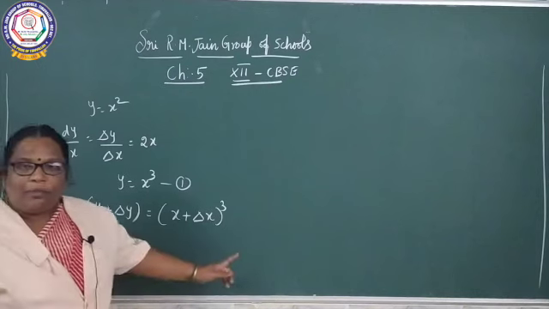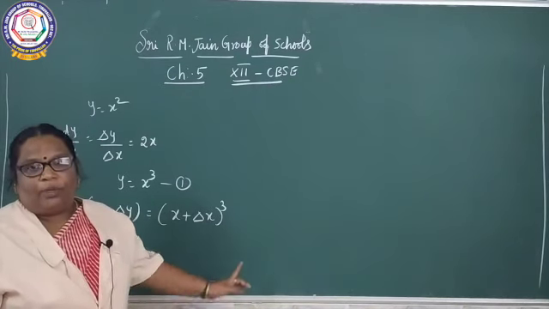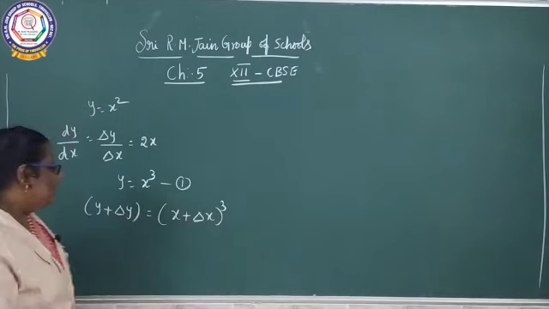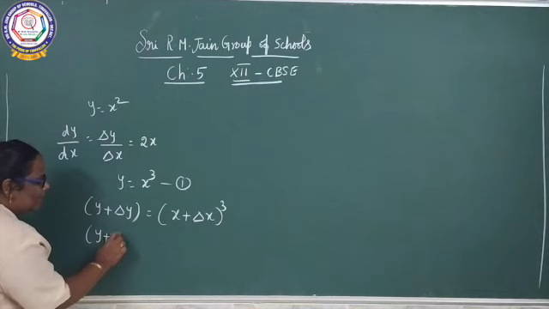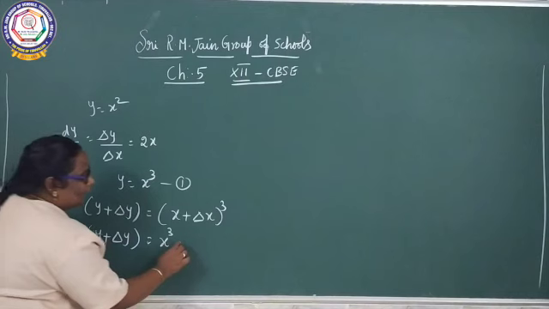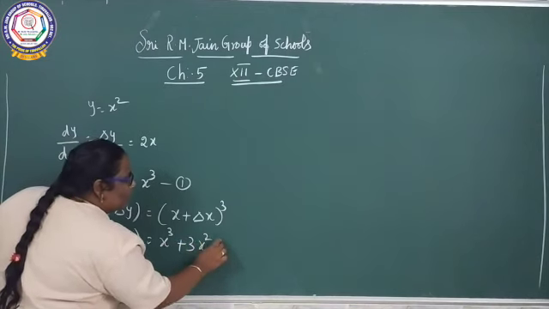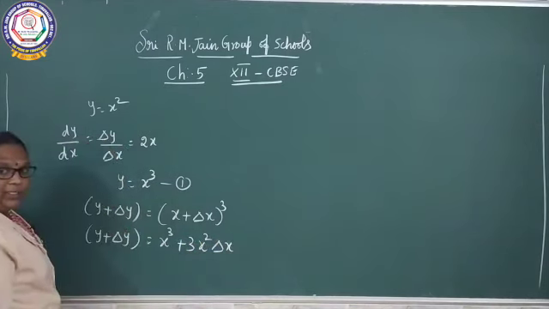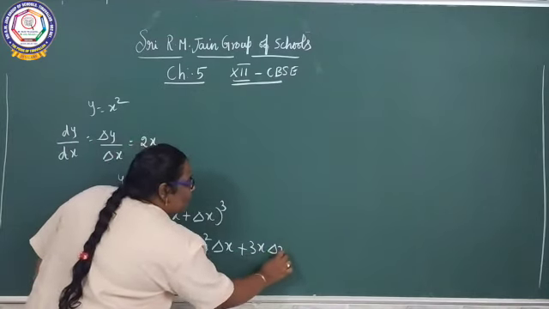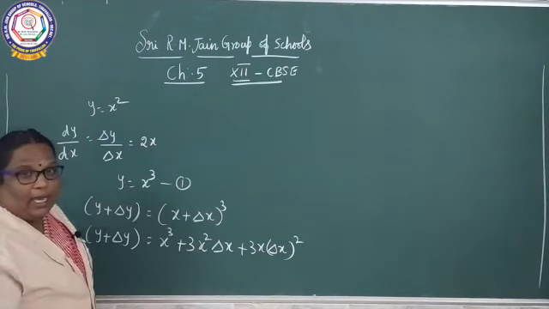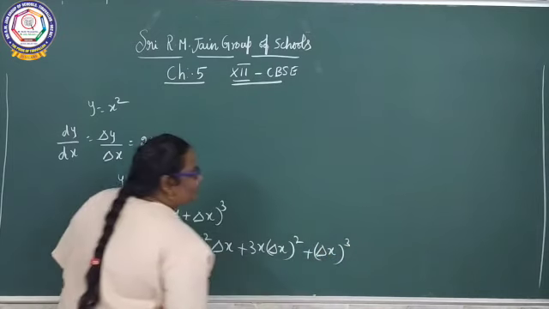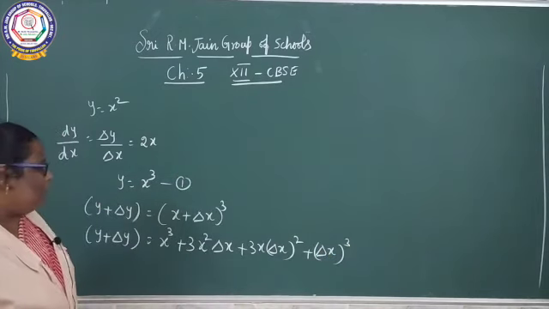What is the formula for a plus b the whole cube? a cube plus 3a square b plus 3ab square plus b cube. See here, y plus delta y equal to x cube plus 3a square b, where this is a and this is b, plus 3ab square plus b cube.